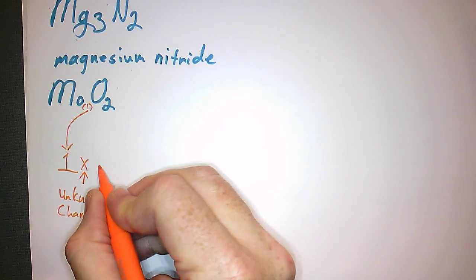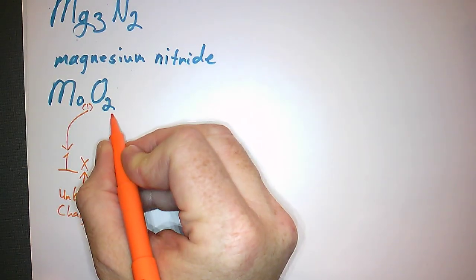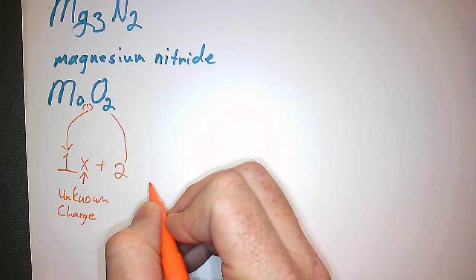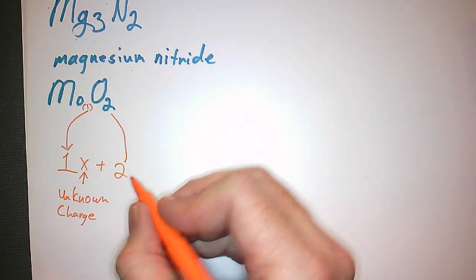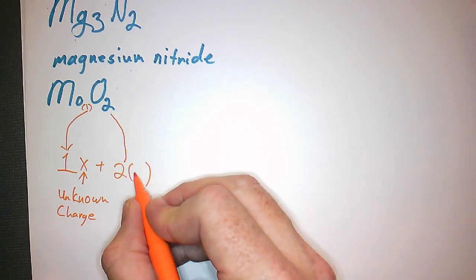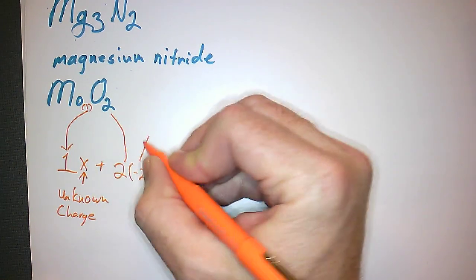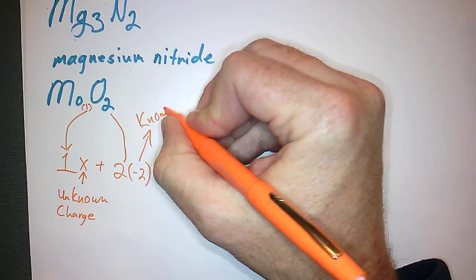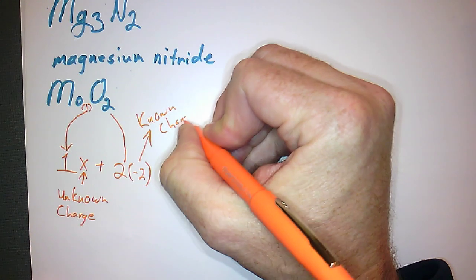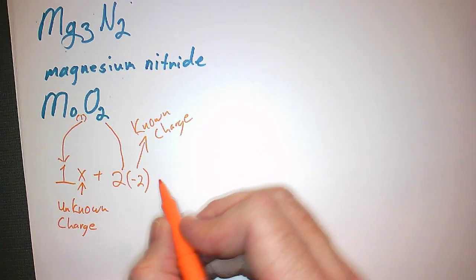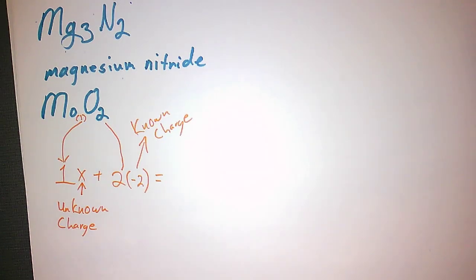All right. Okay. Plus, how many of the second element is there? 2. All right. Do I know the charge of oxygen? -2. All right. So that is where we put the known charge. And we are always going to know the charge of the negatives for what we're doing. All right? And then we're going to set the whole thing. What's the entire compound got to come out to equal?